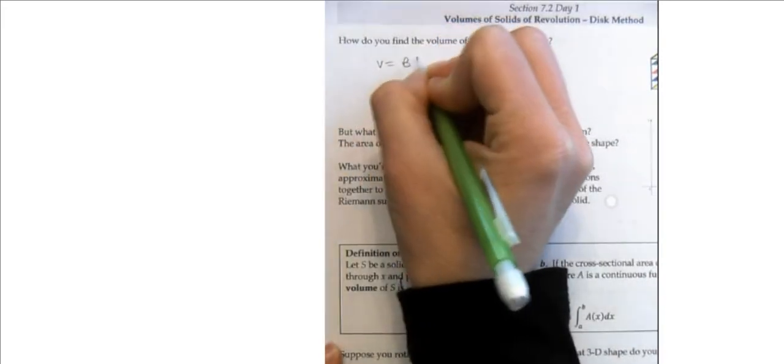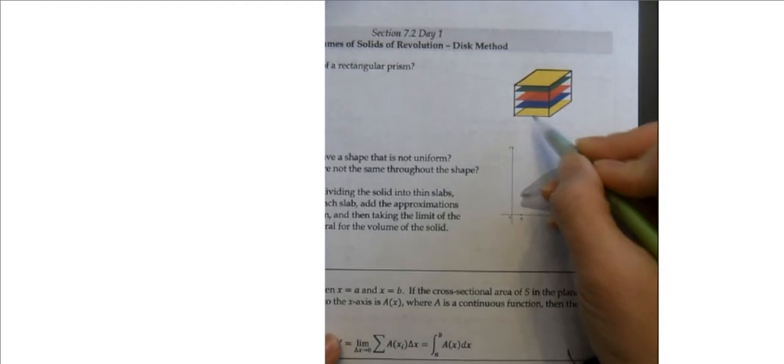Let's look at volume in general. If you remember the volume of a rectangular prism, it's capital B times H, where capital B is the area of the base. Here's how I want you to think about it. Look at this picture over here. You can see that this yellow is the base. So this is the bottom.